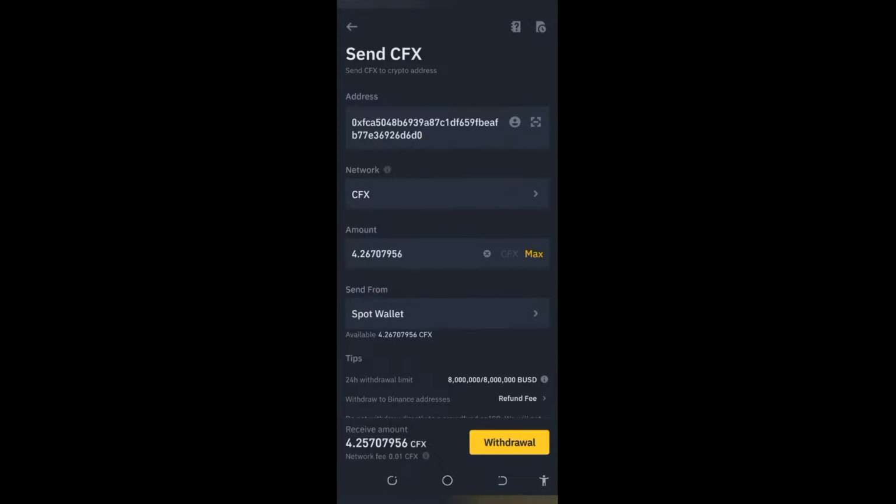Everything looks good. Normally, when the address is wrong, you'll see red. It will just show you that it's wrong. But now it looks like it's good, so I'm just going to go ahead and click on withdraw.